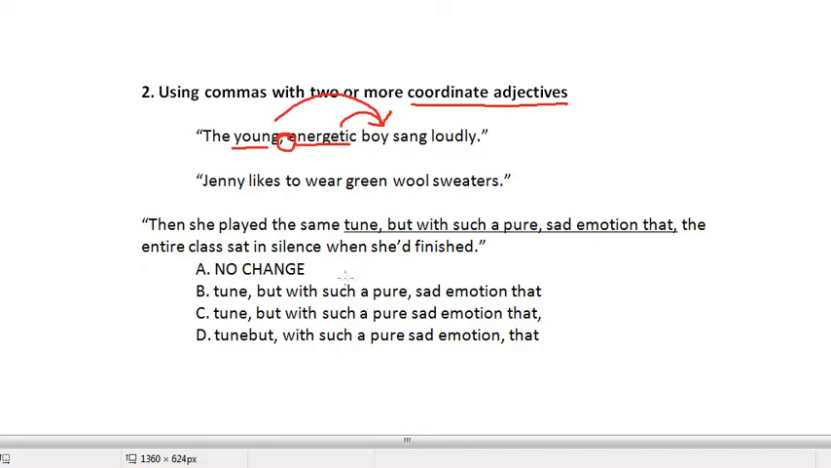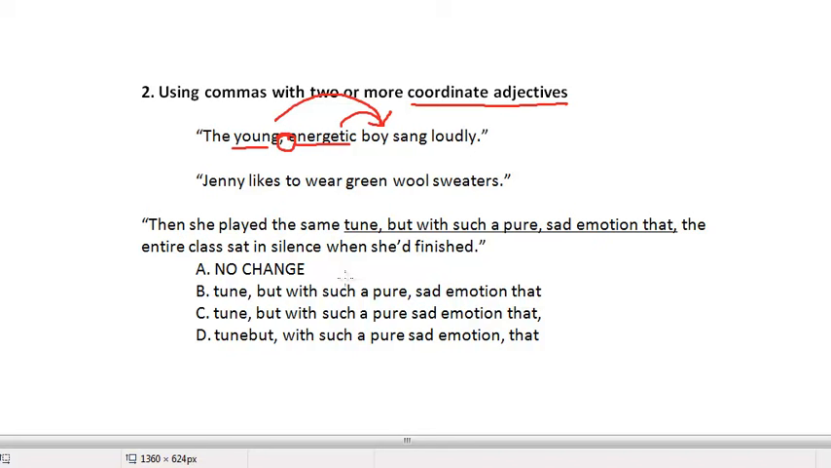The very simple way of checking whether or not this comma is used correctly is to replace the comma with the word "and" between them and see if it makes sense. So in this case, it would be "The young and energetic boy sang loudly." Because that makes sense, we know that the comma is used correctly.